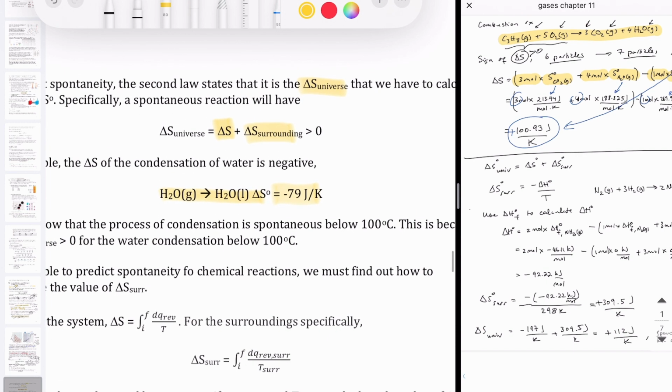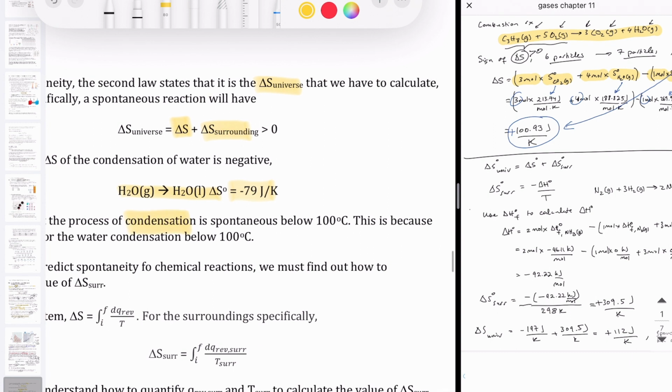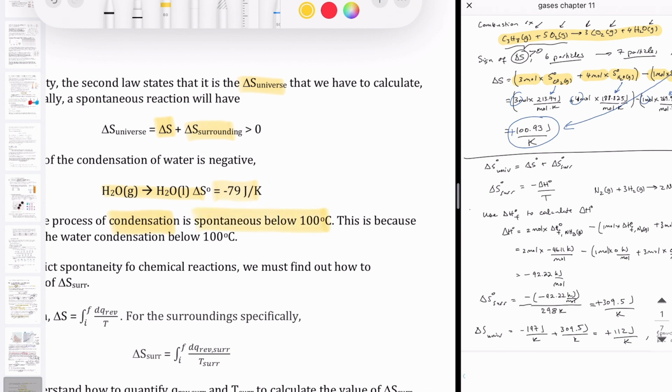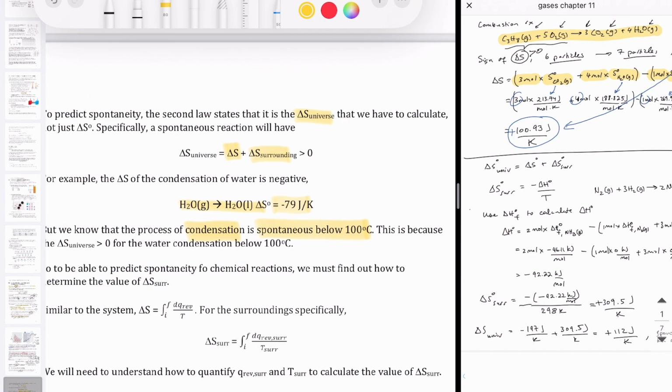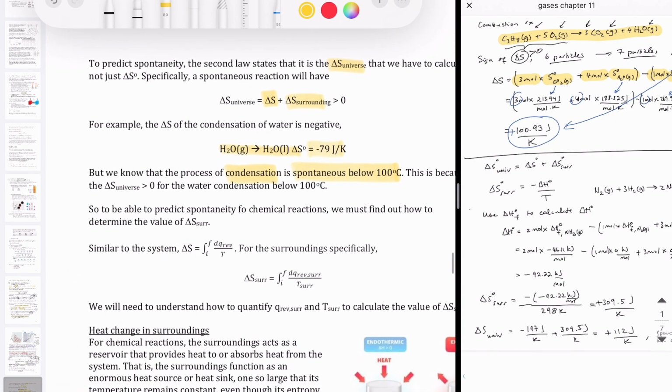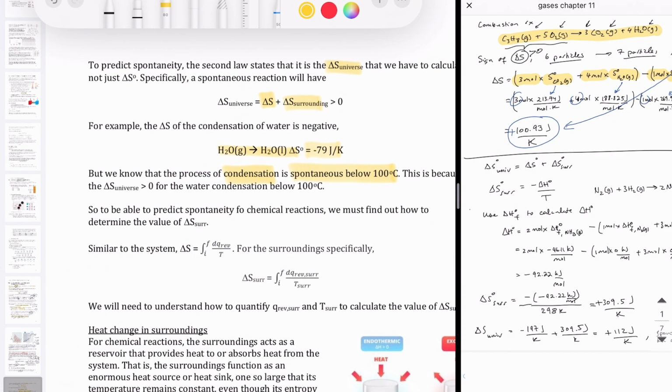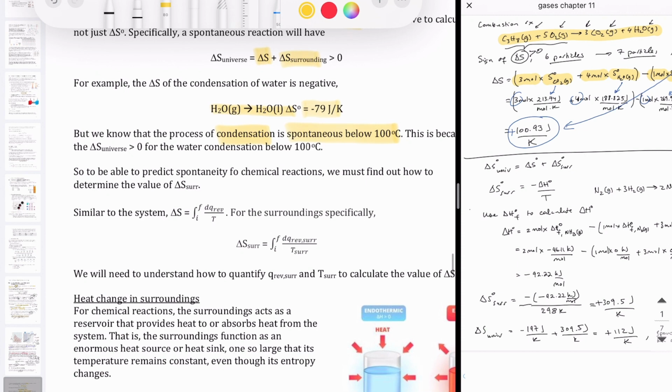But of course, that's just the system. And we know that condensation is spontaneous if we do it below 100 degrees Celsius. So clearly, those two things don't agree with each other. So what we're missing here is that we haven't really calculated the delta S of the surrounding in order to add them up to get the delta S of the universe. So let's turn our discussion then to the concept of delta S of surrounding and understand a little bit how we actually calculate that quantity.